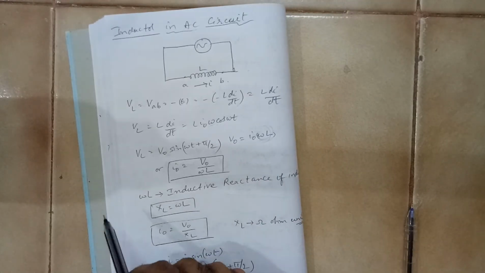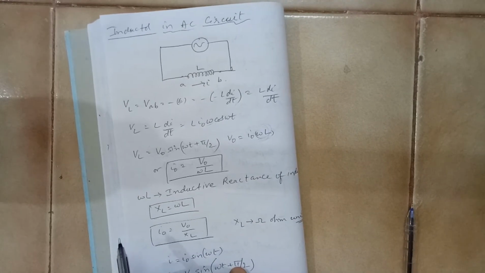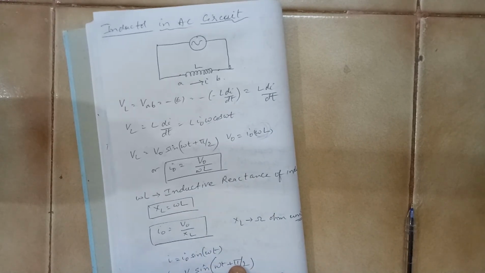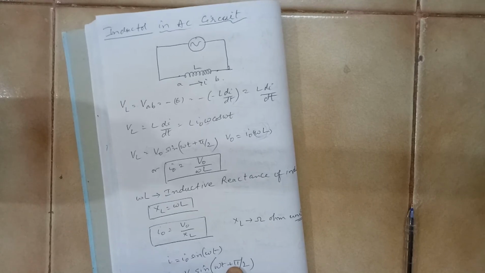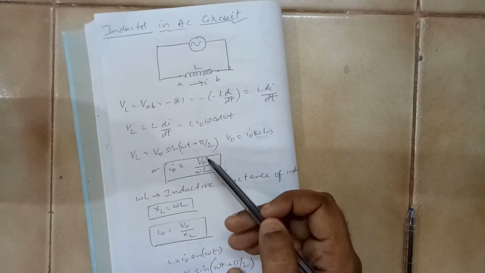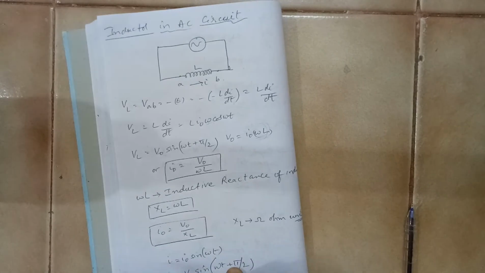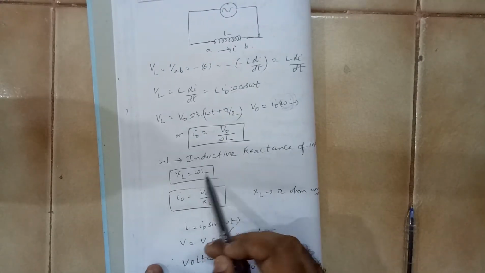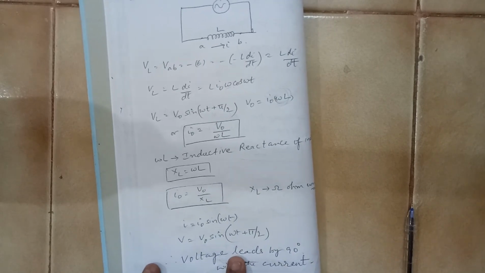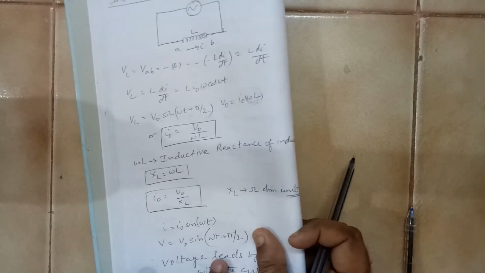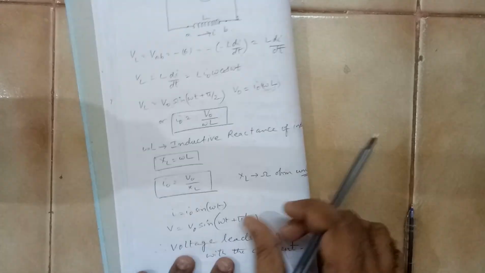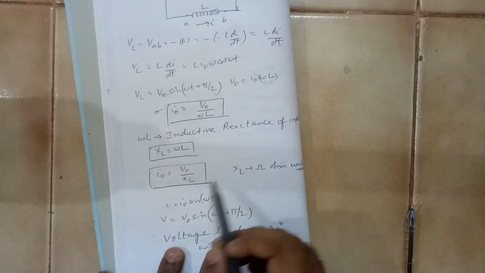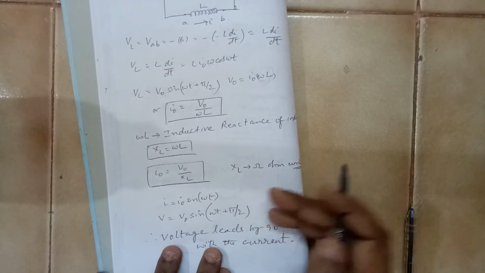So whenever an inductor is provided, inductive reactance is often given, and that value is omega times L. And how do you find that peak current? Peak current can be obtained by taking the peak voltage divided by the inductive reactance. Inductive reactance is represented by XL, which is equal to omega times L. It can also be written as I0 is equal to V0 by XL, where XL is this value. Here also its units will be ohms only.